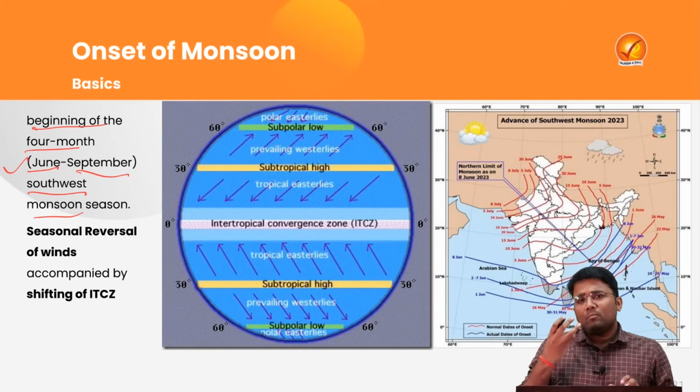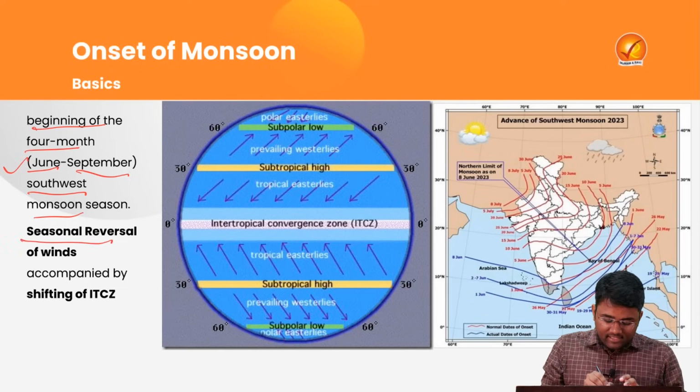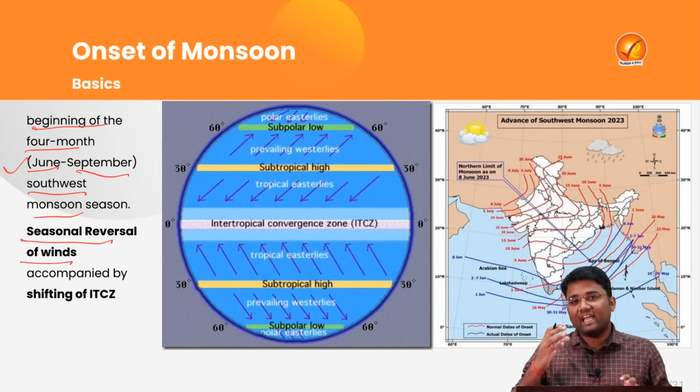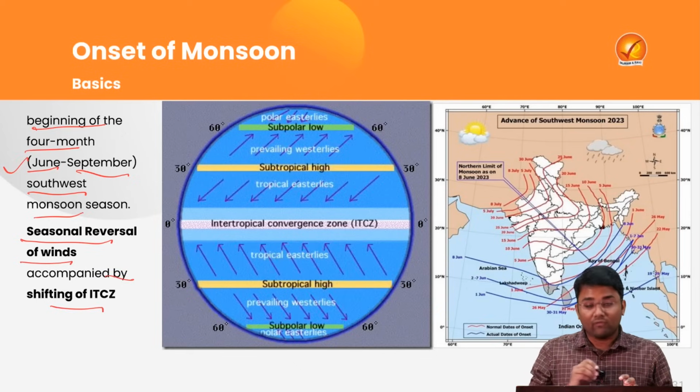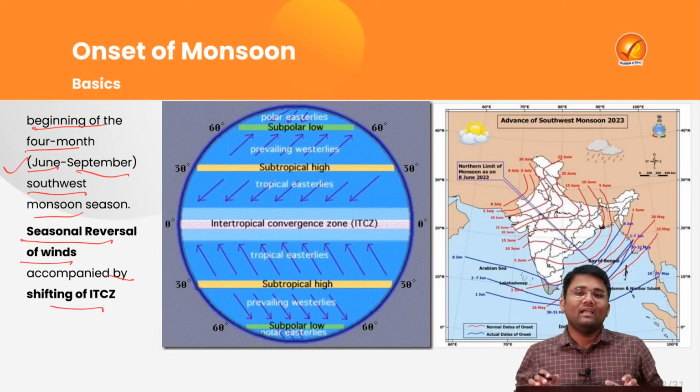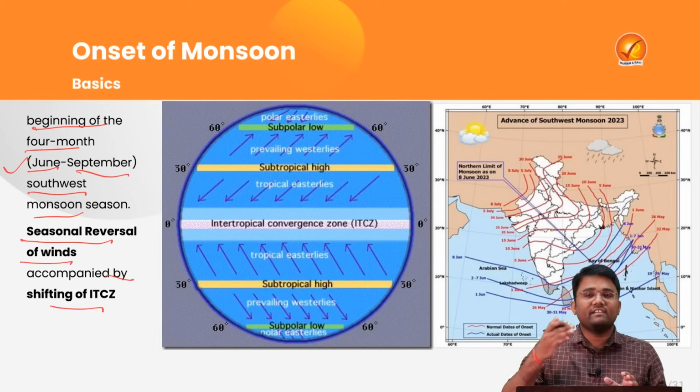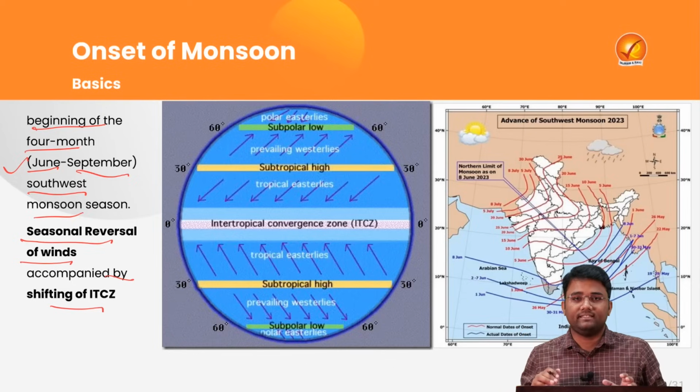Then what does monsoon mean? Monsoon means seasonal reversal of winds which is accompanied by the shifting of the ITCZ, or intertropical convergence zone. Let's try to understand this in detail. What does it mean by seasonal reversal of winds and shifting of the ITCZ?